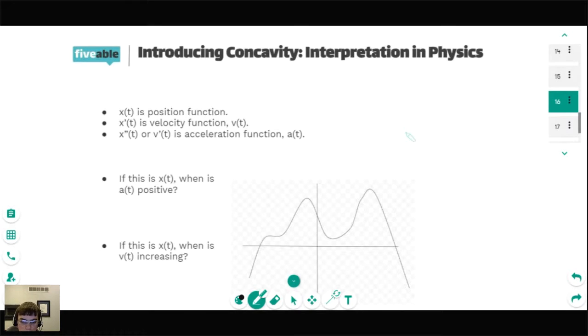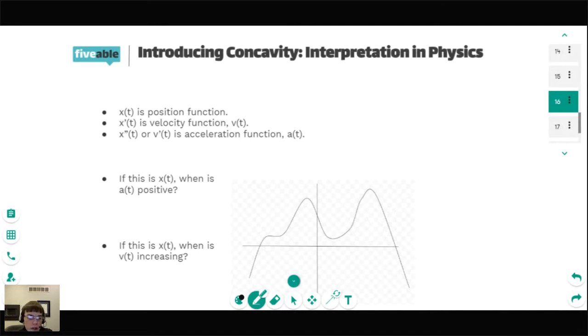Now for our final task here, we're going to interpret these in the context of physics. So this is not something that you'll be directly asked on the AP exam, but this is good knowledge to have for word problems in your calculus class. Looking at this, we can see that the basic function in any sort of physics calculations involving motion is your position function, x of t.